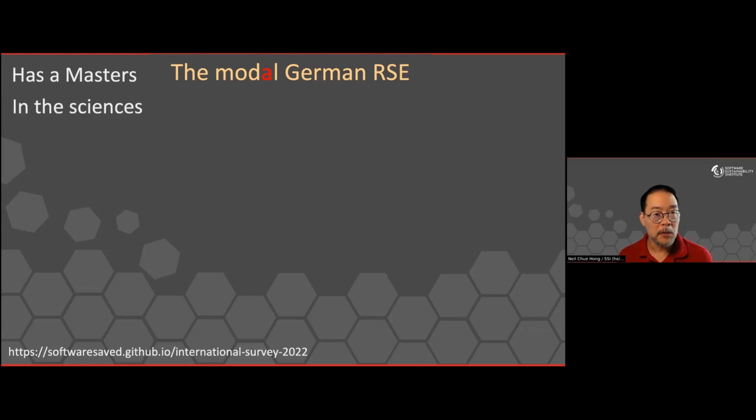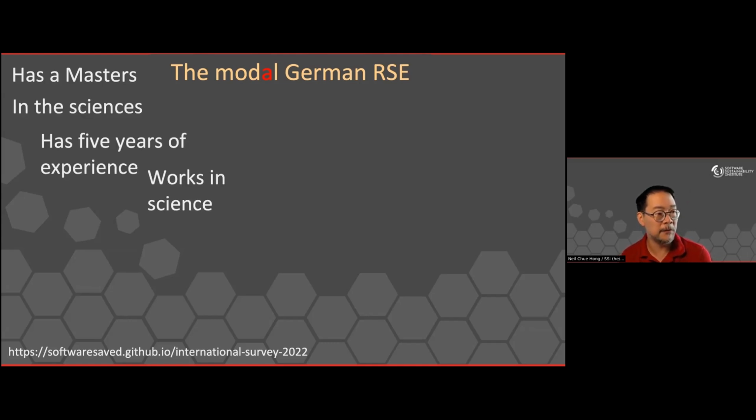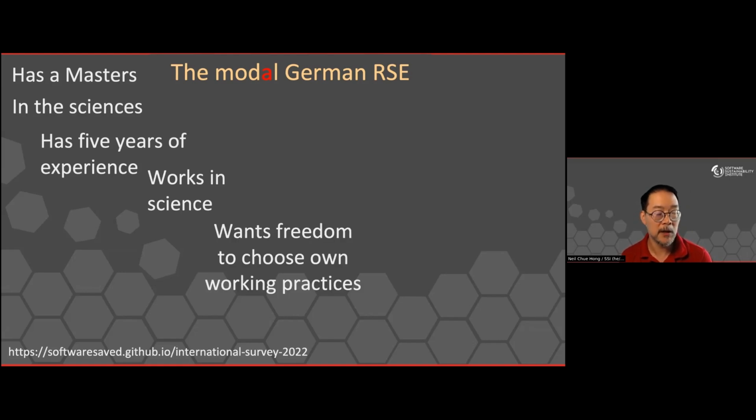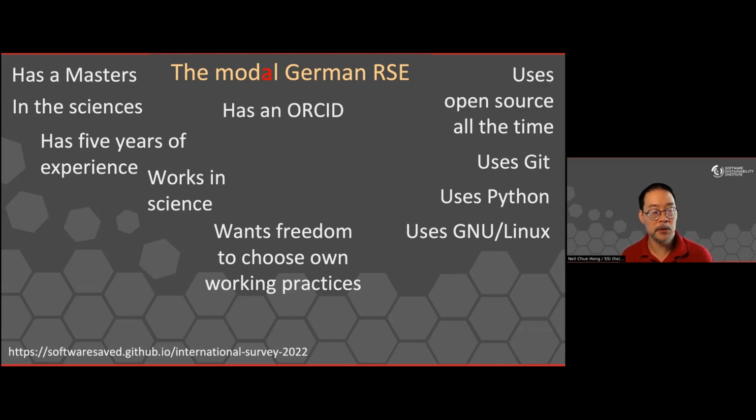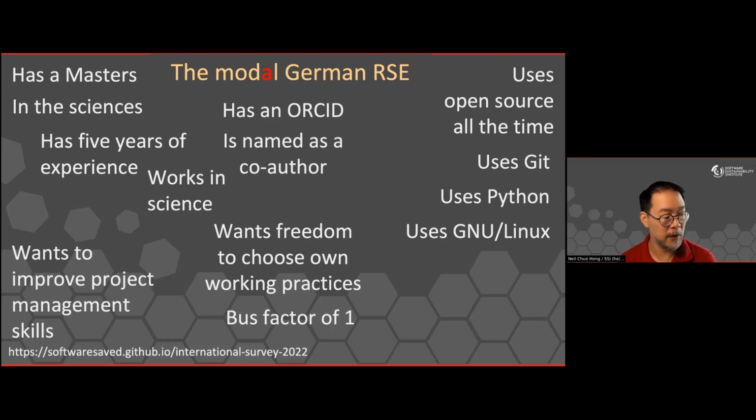So the model German RSE has a master's in the sciences. They have approximately 5 years of experience, normally working in the sciences. They chose the RSE job because they wanted freedom to choose their own working practices. They use a tool chain which you'll recognize of Linux, Python, Git, and open source. They have an ORCID. They generally have been named as a co-author. They want to improve their project management skills. They work in a team with a bus factor of 1, and they've been to an RSE conference.